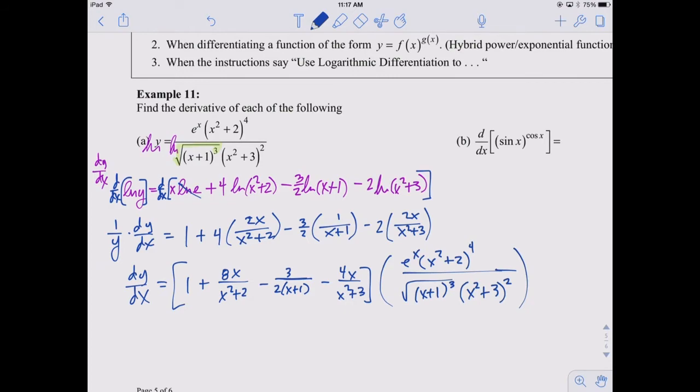Why do I bring that to your attention? If this showed up as a multiple choice answer, you may be able to eliminate some of the answer choices and look for the one that has that original function as a factored out thing.